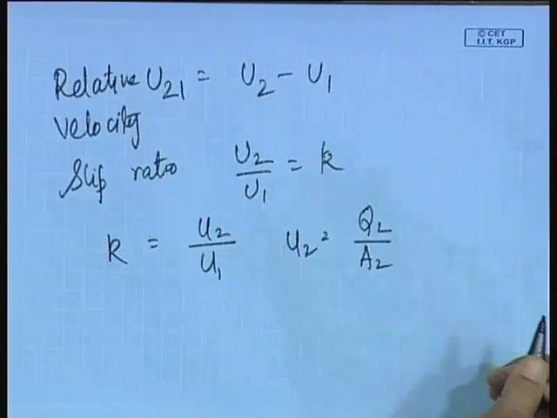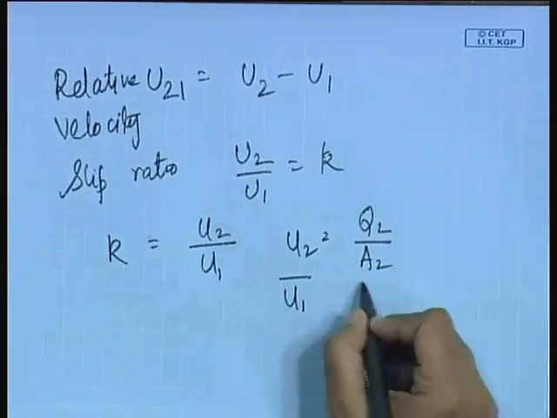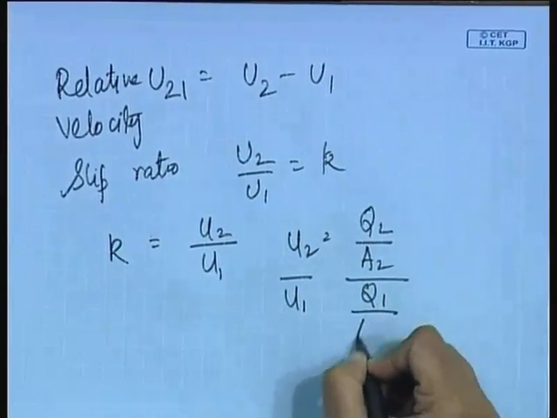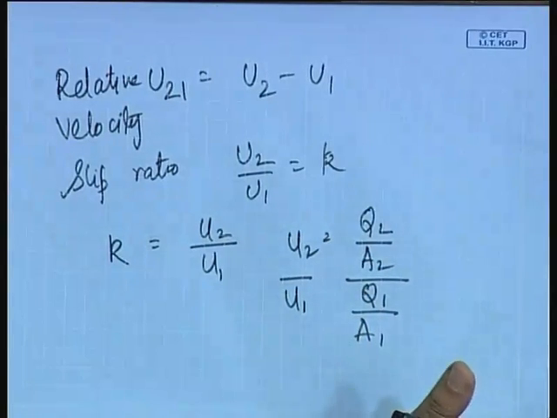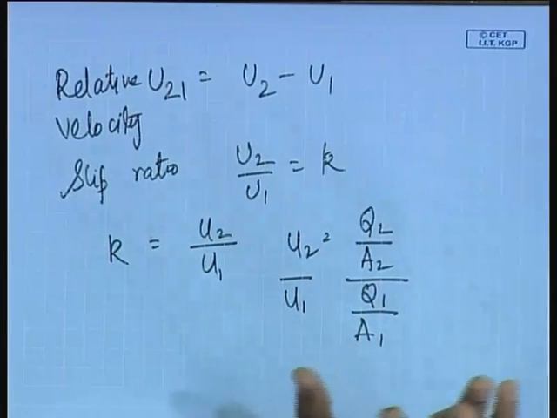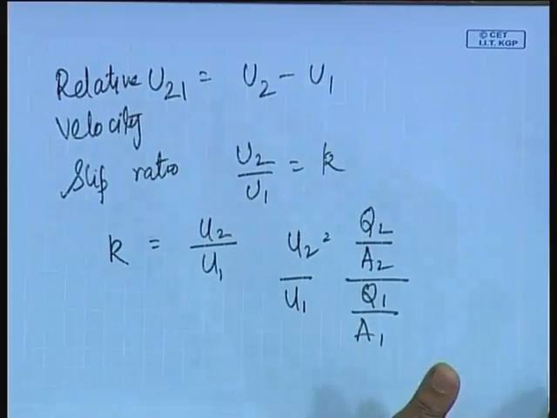Q2 by A2. What is U1? Q1 by A1. Now, A1, A2 are definitely not measurable. If there is condensation or boiling, then in that case Q2, Q1 do not have much meaning. Under those circumstances W1, W2 are better, because at least if we know the quality, we can find out W1, W2, isn't it?